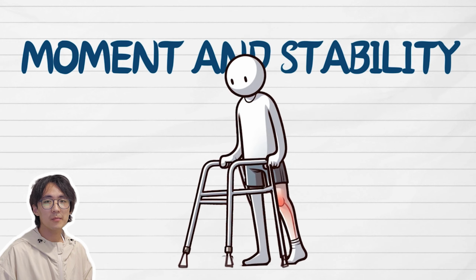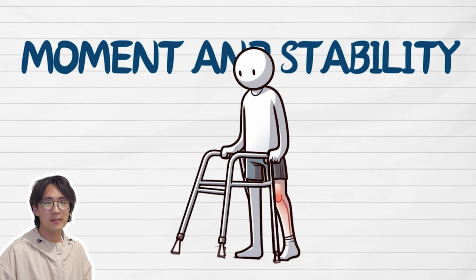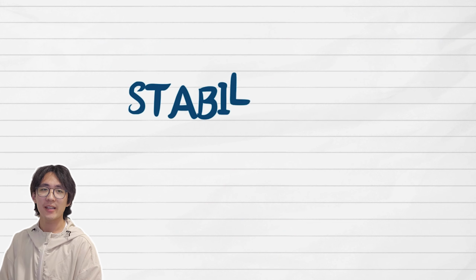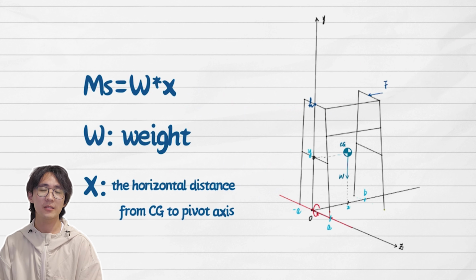Hello, I'm Maurice of matric number 2211253. We'll explore how stability and tipping moment affect the stability of a walking frame when subjected to external forces. Well, the stability moment, denoted as Ms, depends on the frame's weight and the horizontal distance x from the center of gravity to the bracket axis.